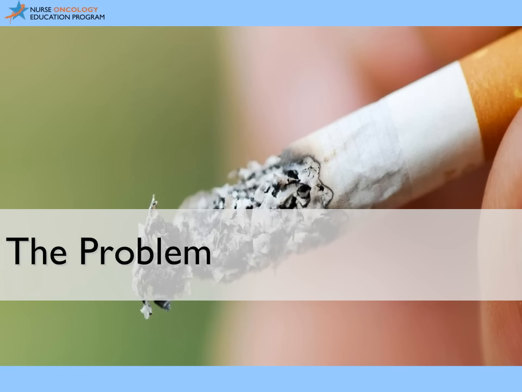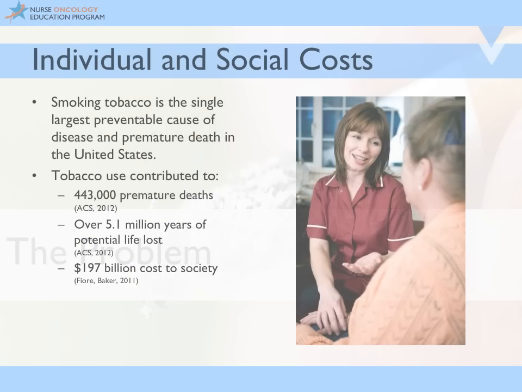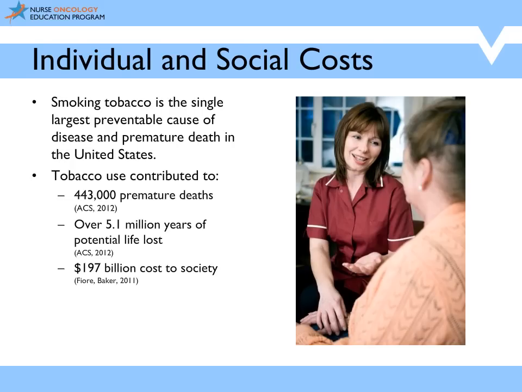Now let's talk about the problem and what it means for us in society. Smoking-related diseases are the world's most preventable cause of death. Since the first Surgeon General's report in 1964, there have been more than 15 million premature deaths attributable to smoking in the United States. Tobacco use is responsible for nearly 1 in 5 premature deaths in this nation. This equals 443,000 premature deaths.